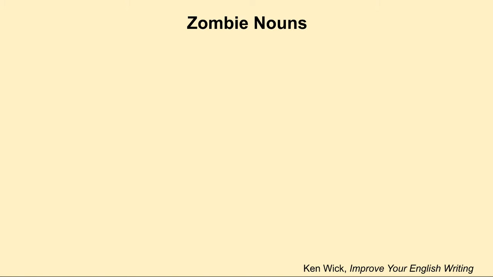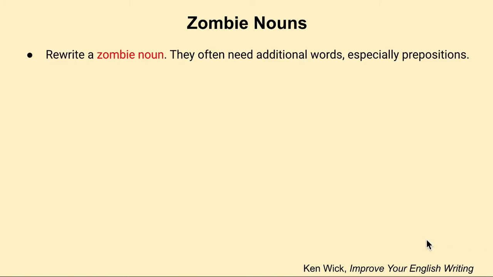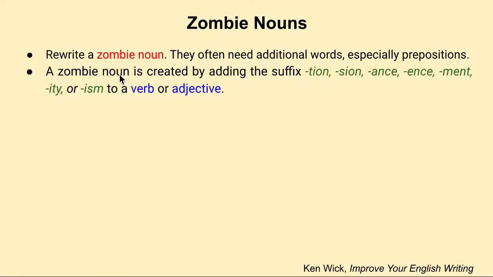So let's talk about zombie nouns. Basically, we need to rewrite zombie nouns because they have additional words, especially prepositions. If you don't know what a zombie noun is, it's a noun created by adding one of these suffixes, the two shuns, ants, meant, itty, or ism, to a verb or adjective. And let me go over some examples. Here's the verb or adjective, and then the zombie noun that you can create from it.